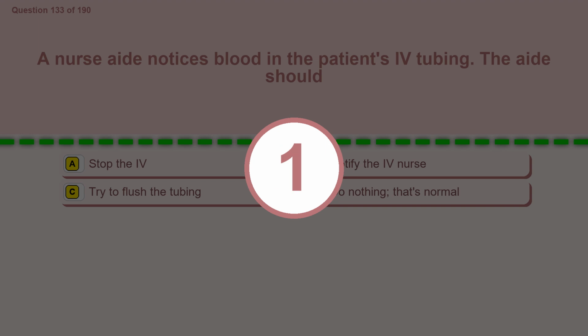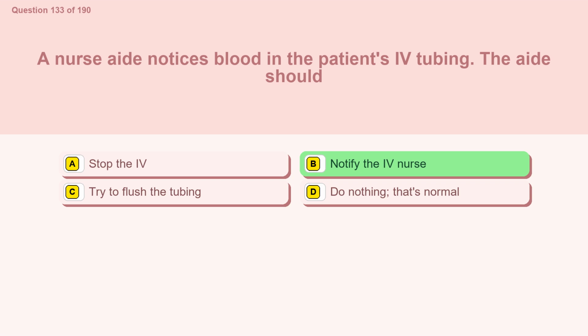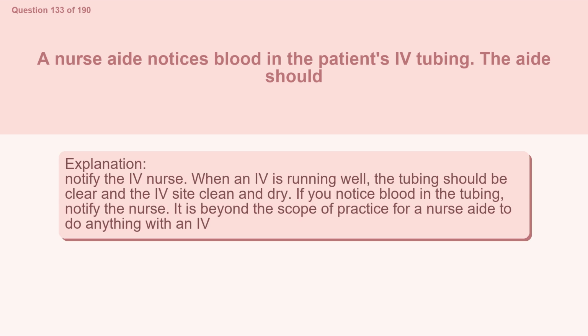The correct answer is option B, notify the IV nurse. When the IV is running well, the tubing should be clear and the IV site clean and dry. If you notice blood in the tubing, notify the nurse. It is beyond the scope of practice for a nurse aide to do anything with an IV.